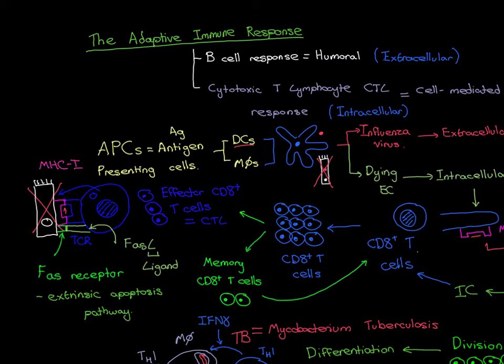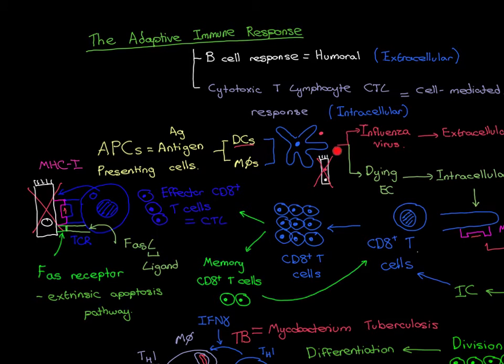So remember, everything begins with antigen-presenting cells. These are the cells that can activate T cells. And the two major examples are dendritic cells and macrophages. Now, if they want to activate the intracellular pathway, then they need to be aware that the pathogen is intracellular. How can they find the pathogen intracellularly? Well, they can do this by phagocytosing dying epithelial cells that are full of the viral antigens inside their cytoplasm.